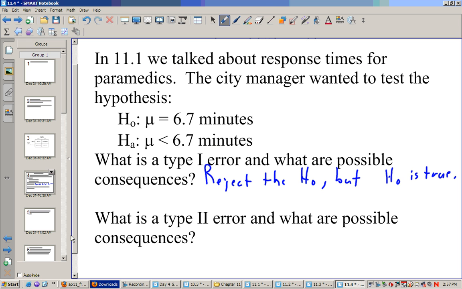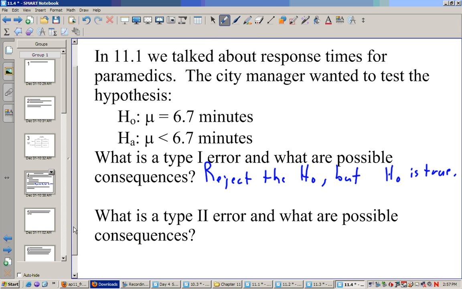Now, what is the error of a type 2 measurement? A type 2 error is we fail to reject the null. So we fail to reject our null hypothesis. So we think that we don't have evidence that it's decreased, but mu is actually less than 6.7. This is the truth, but we still fail to reject it. That would be a type 2 error.